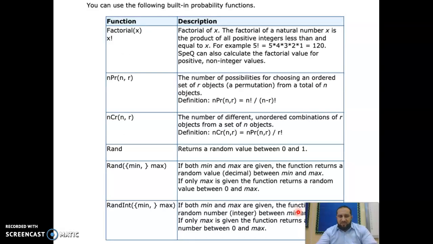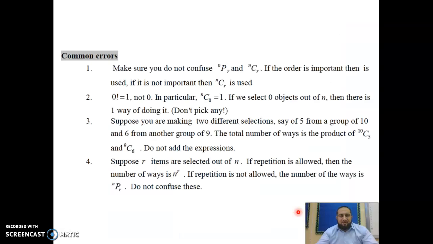Okay, here you can use the built-in probability functions in your calculator: n factorial, nPr or nCr, and rand, which returns a random value between 0 and 1. You can explore more about the calculator. And these are a few common errors, so you can look into them. Make sure you do not confuse nPr and nCr. If the order is important, then nPr is used. If it is not important, then nCr is going to be used.